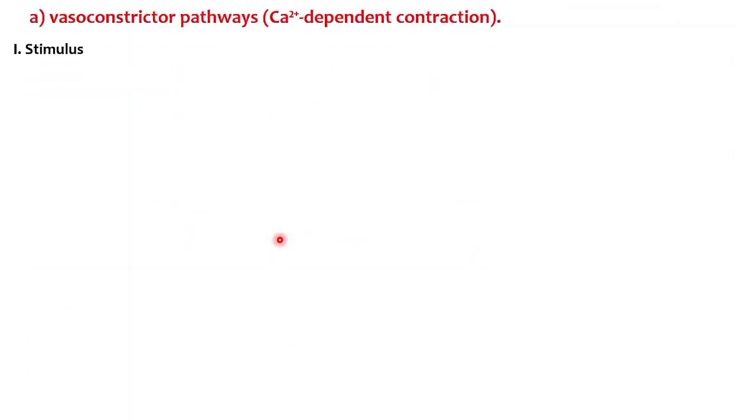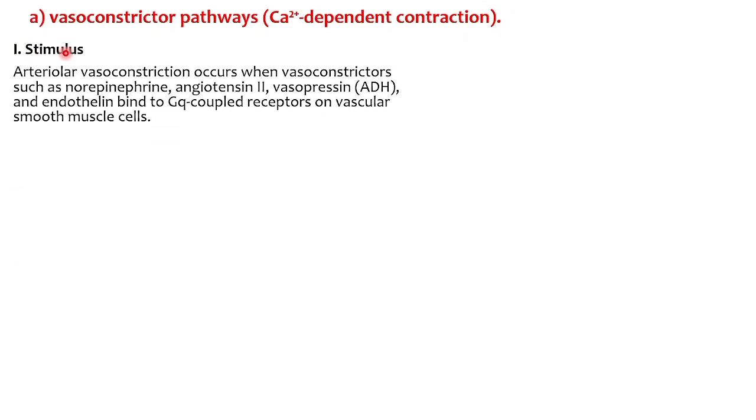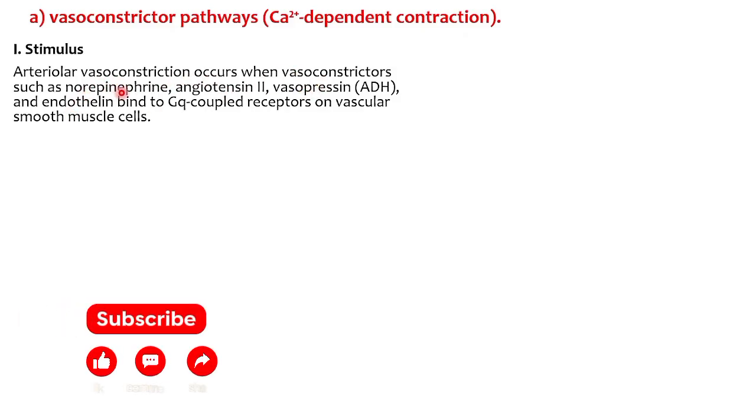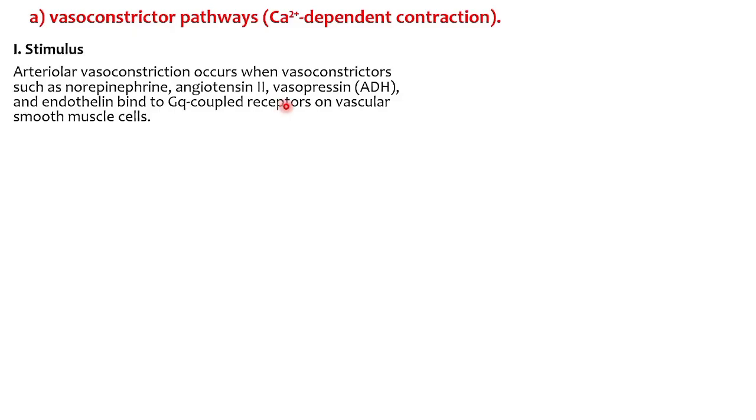So let's begin looking at the vasoconstrictor pathway, the first pathway. I've said the first begins with the stimulus. So we have to have a stimulus. Arterial vasoconstriction occurs when vasoconstrictors such as norepinephrine, angiotensin II, vasopressin, and endothelin bind to Gq coupled receptors on vascular smooth muscle. So first step, the stimulus has to bind on the receptors.